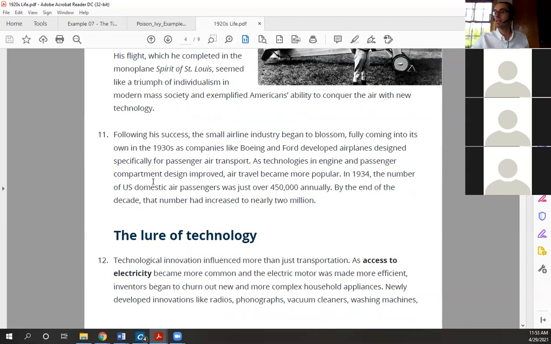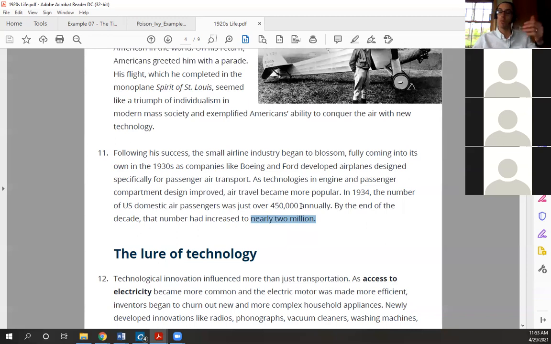So, domestic air passengers means people flying within the United States, right? Not international, but domestic. By the end of the 30s, you have 2 million people a year flying. Now, going on an airplane was then and is now more expensive than buying one of those Ford Model Ts, but still, 2 million people a year by the end of the 1930s.